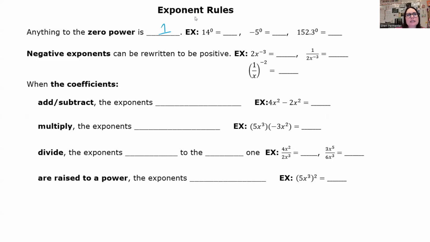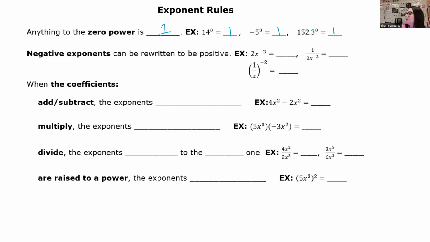So what's 14 to the 0 power? 1. Well, what about negative 5 to the 0 power? 1. What about 152.3 to the 0 power? 1. It doesn't matter what it is. It's 1. Anything to the 0 power is 1.